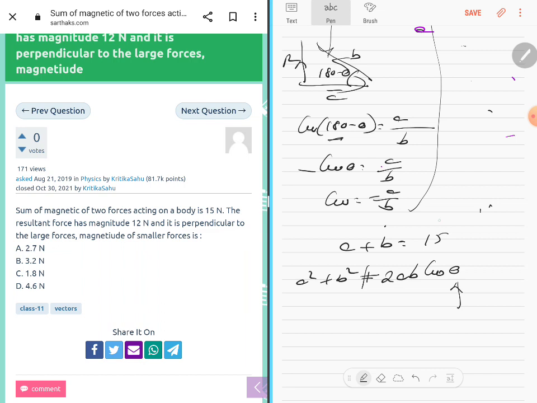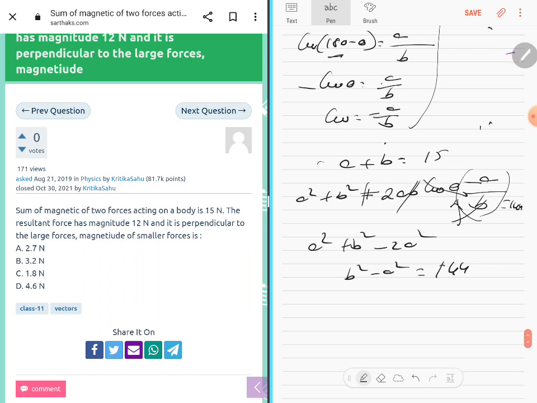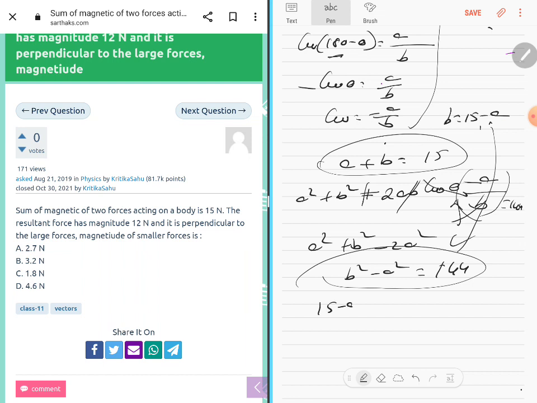But here you're going to substitute cos θ as minus a by b. So b and b get cancelled. So a square plus b square minus 2a square. I am getting b square minus a square, which is equal to 144, because that is the magnitude of the resultant squared. So b square minus a square, and you know a plus b is 15. Now I'll take b is equal to 15 minus a and substitute it here. 15 minus a the whole square minus a square is equal to 144.